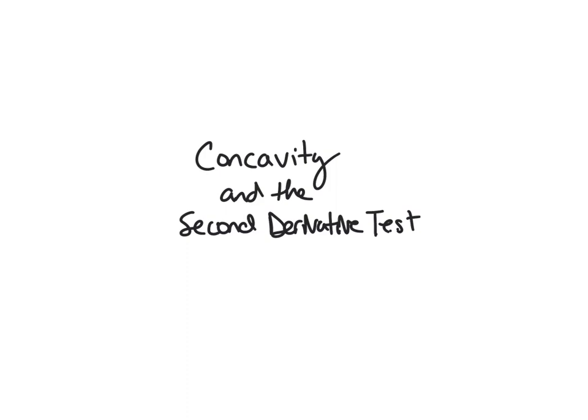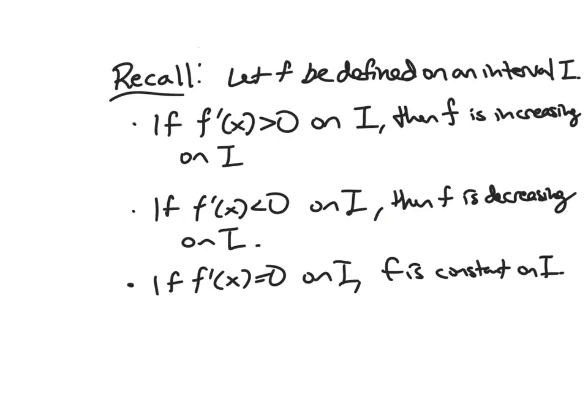Hello everyone, in this video we are going to talk about concavity and the second derivative test. So first let's recall that for the first derivative, if f is defined on interval I, if f prime is always positive on that interval, then f is increasing on that interval. If it's always negative, then f is decreasing on that interval, and if the derivative is zero, then f is constant.